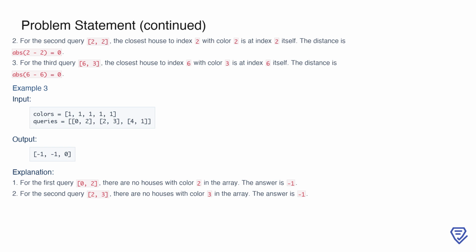Now, consider another example with colors equal to 1, 2, 3, 2, 1, 3, 3, and queries [3, 1], [2, 2], [6, 3]. For the first query, the closest house to index 3 with color 1 is at index 1, so the distance is abs(3 - 1) = 2. For the second query, the house at index 2 already has the color 2, so the distance is abs(2 - 2) = 0. For the third query, the house at index 6 already has the color 3, resulting in a distance of abs(6 - 6) = 0. The output for this example is [2, 0, 0].